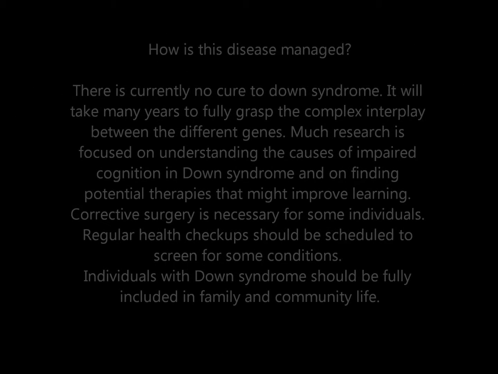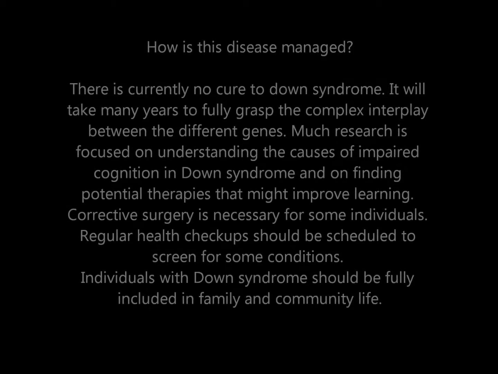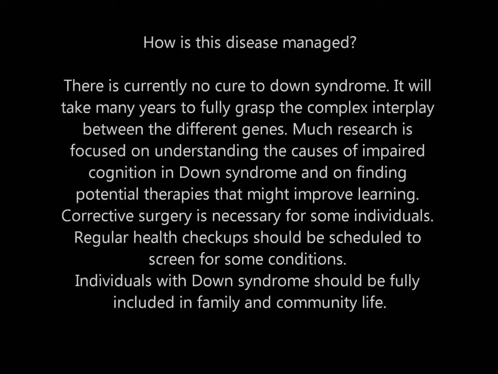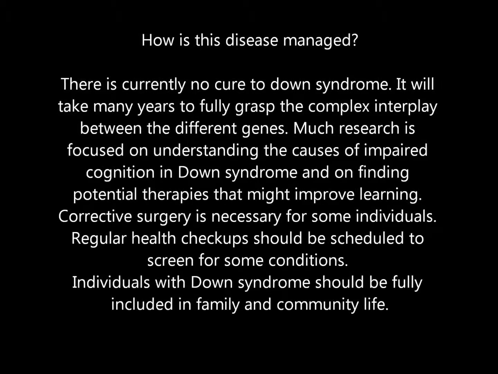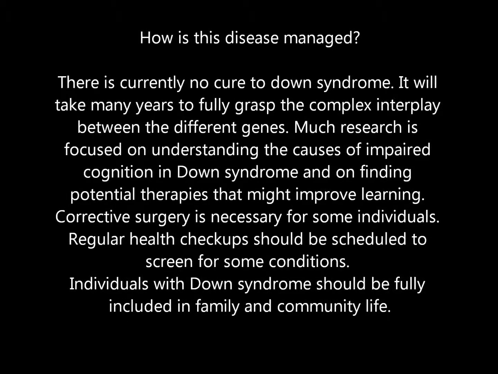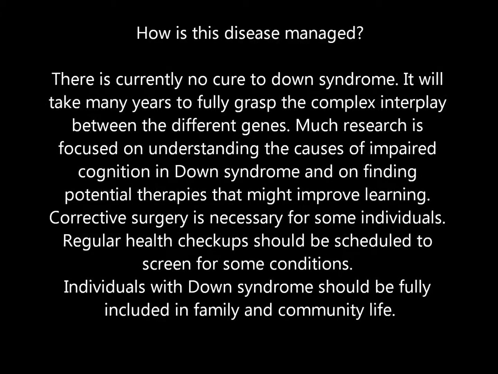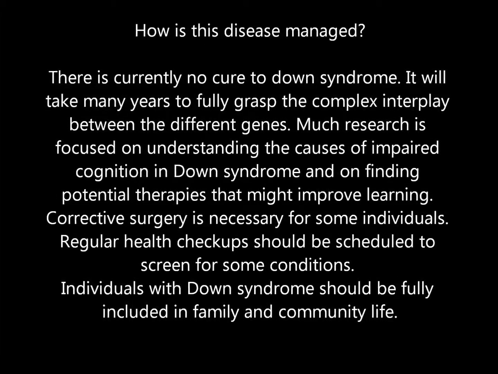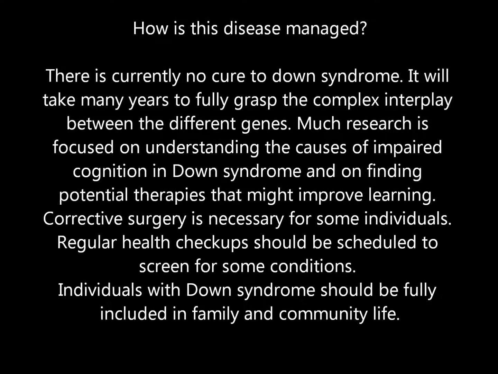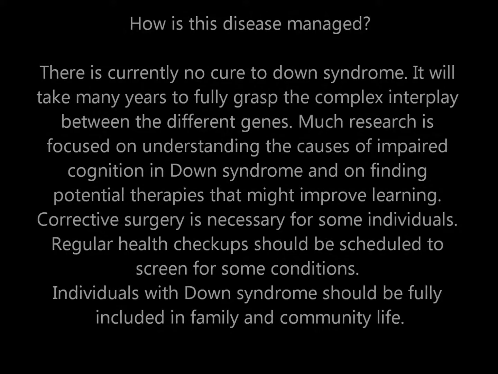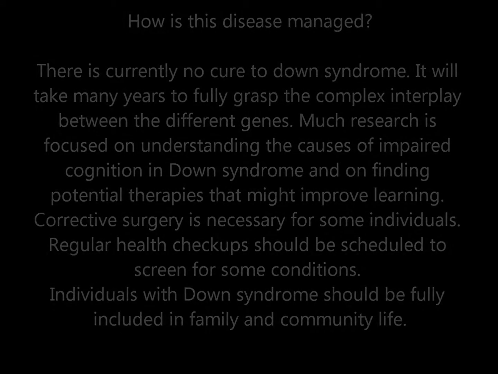How is this disease managed? There is currently no cure for Down syndrome. It will take many years to fully grasp the complex interplay between the different genes. Much research is focused on understanding the causes of impaired cognition in Down syndrome and on finding potential therapies that might improve learning. Corrective surgery is necessary for some individuals. Regular health checkups should be scheduled to screen for some conditions. Individuals with Down syndrome should be fully included in family and community life.